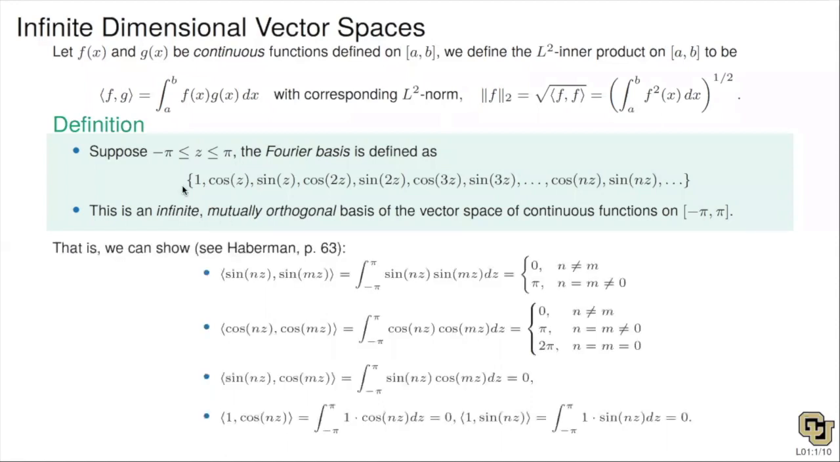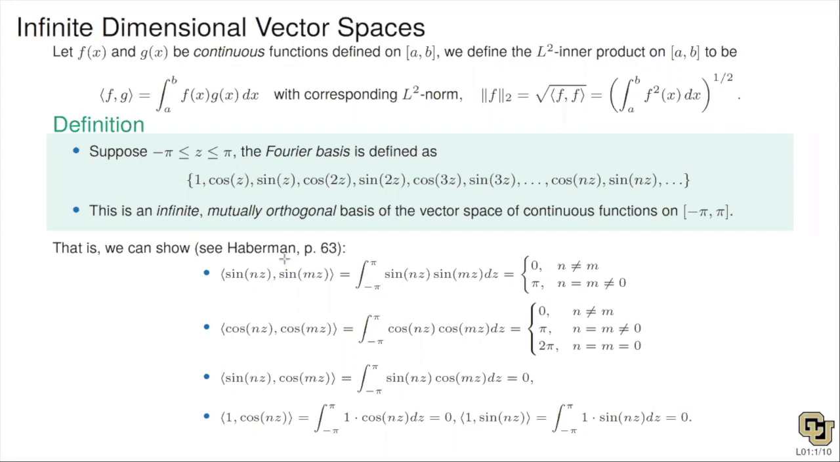The mutually orthogonal part means that when you take the inner product of any two basis vectors, if they are different, then the inner product is 0. If the two basis vectors are the same, then the inner product is not 0. Haberman has done these calculations for you in the book. You'll do these calculations on the homework.